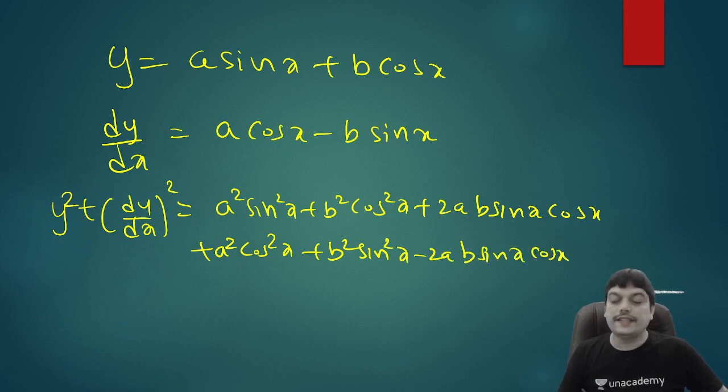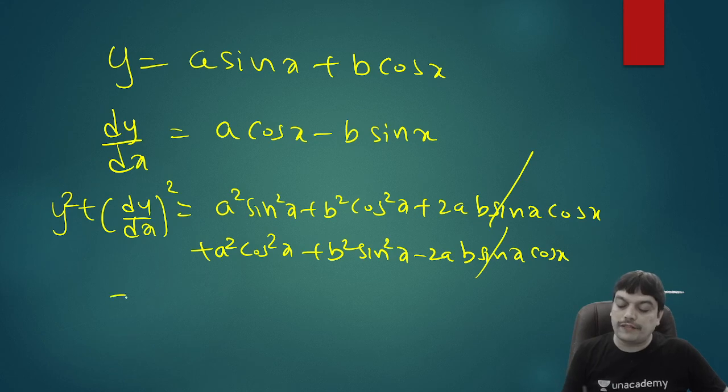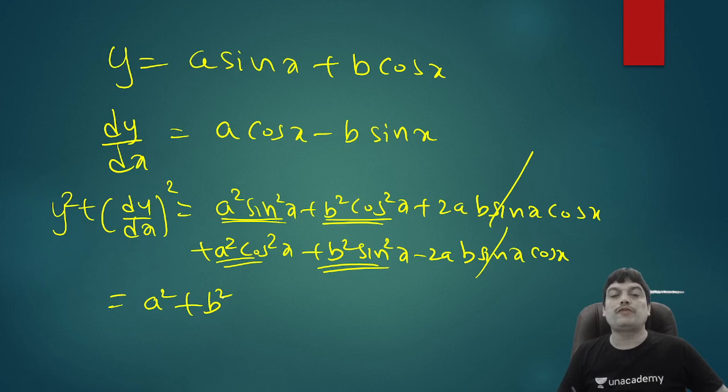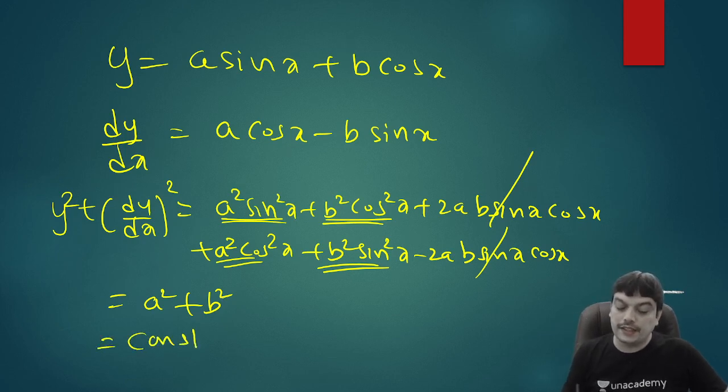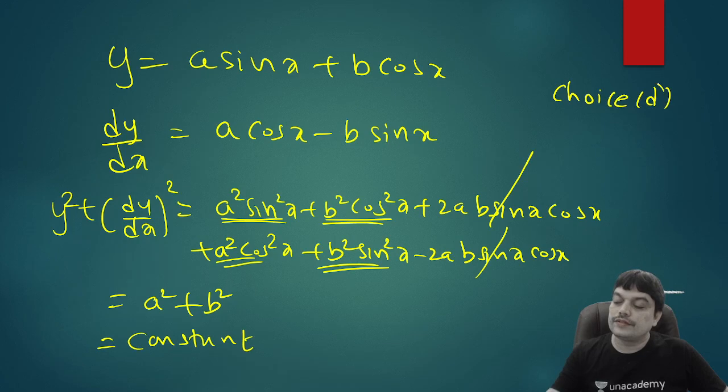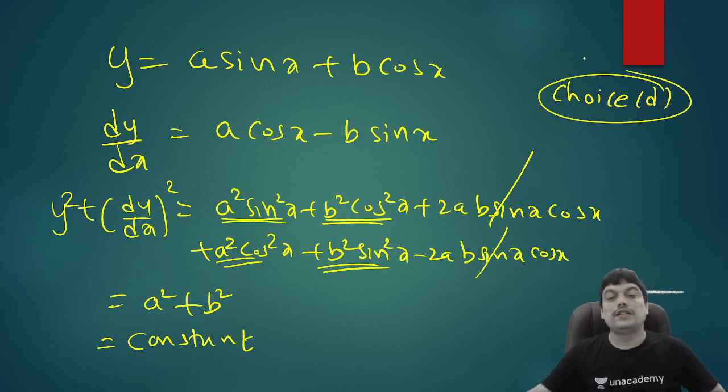And you can clearly see that these two will cancel out and you'll be left with this pair, which is a square, because sin square plus cos square will be 1 after taking a square common. And in this pair also, taking b square common, cos square plus sin square will again become 1. So you'll be left with a square plus b square, which is nothing but a constant. So the required answer is it's a constant. Therefore the correct answer is choice D. So that is the second question.